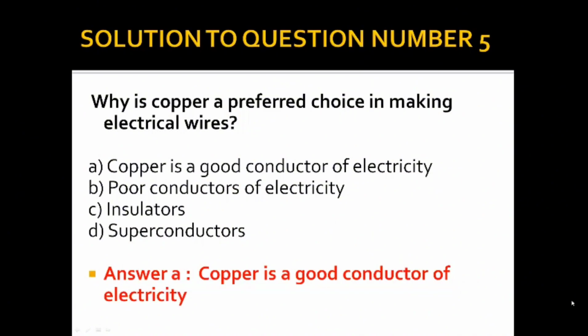Copper is not a superconductor because it has some resistance to current. Copper is not a poor conductor of electricity. No, it conducts electricity perfectly well. Copper is not an insulator because it conducts electricity. So the answer is A. Copper is a good conductor of electricity.